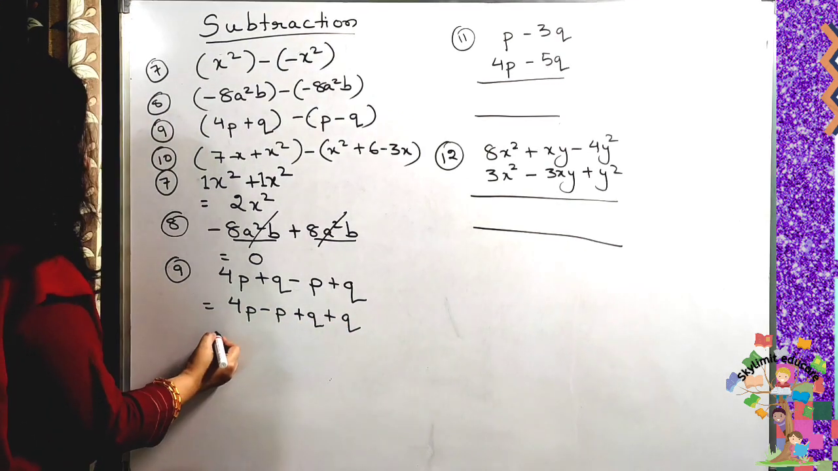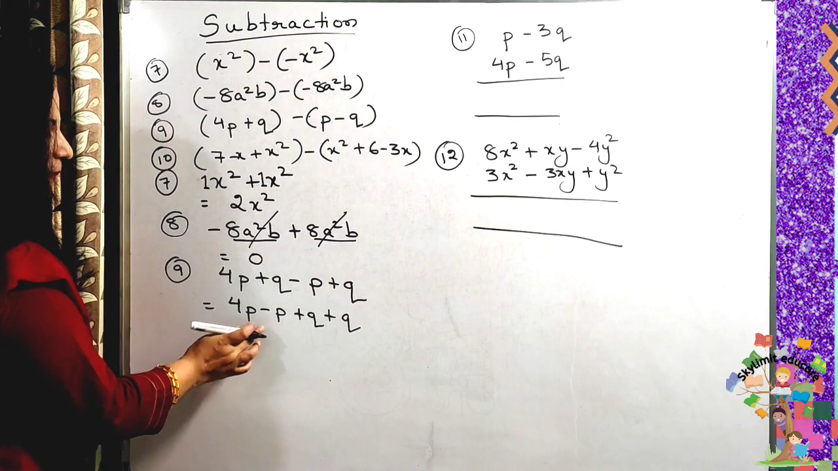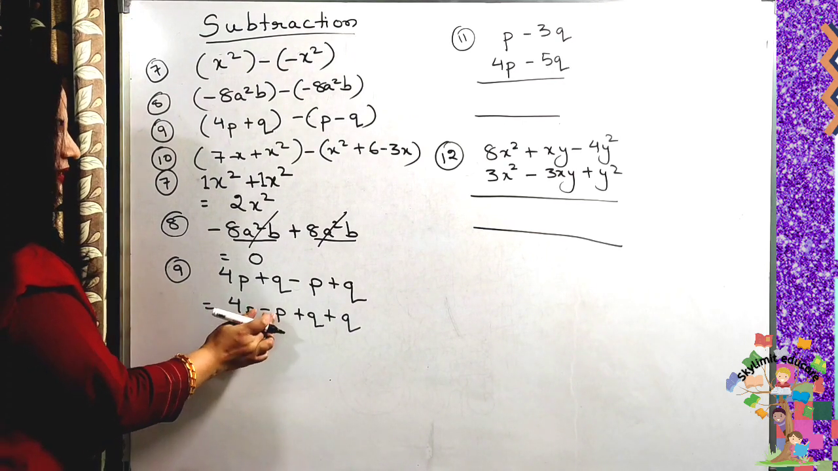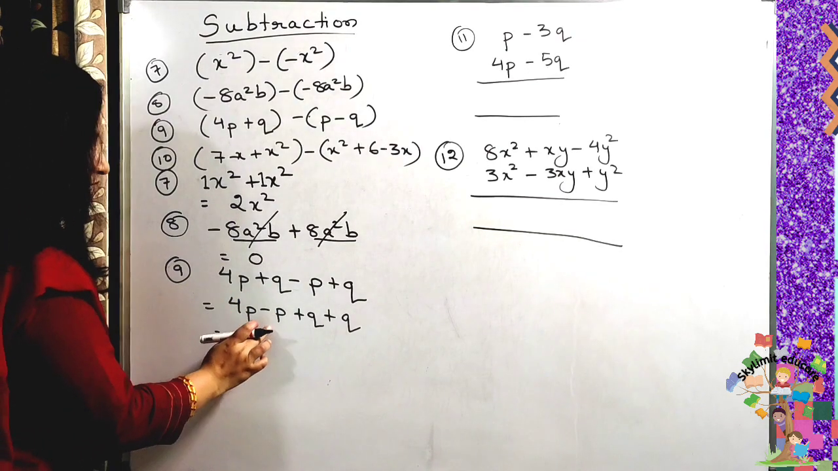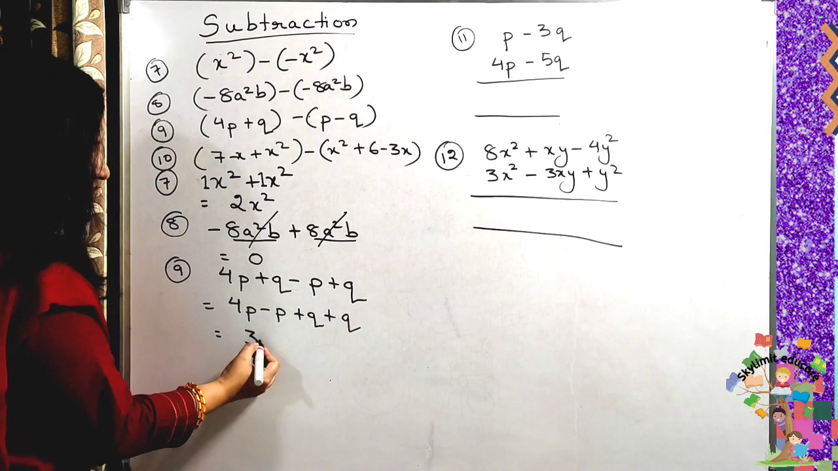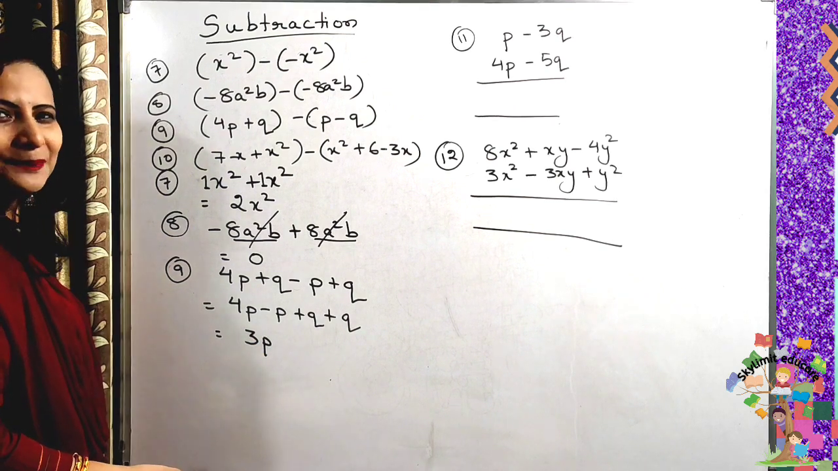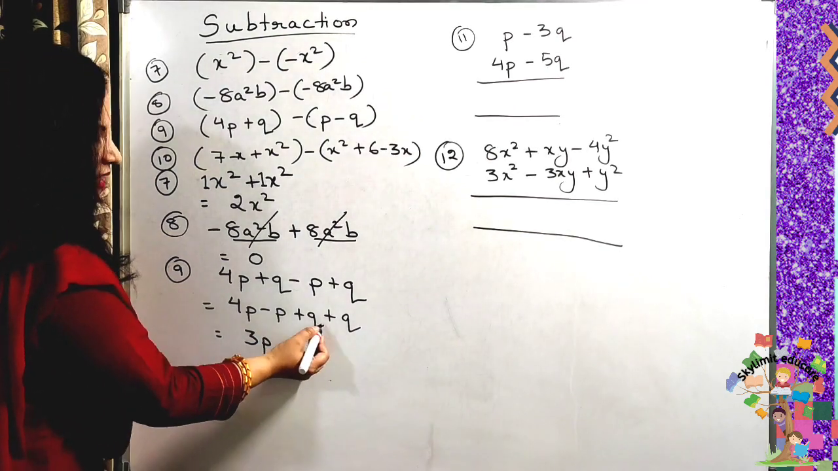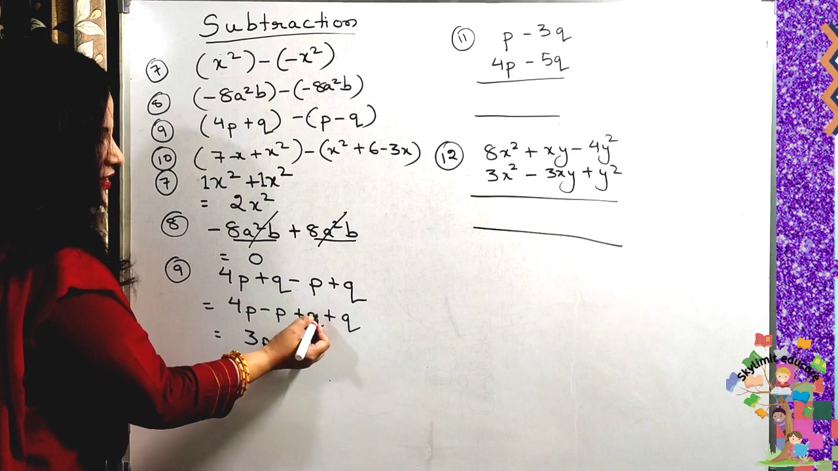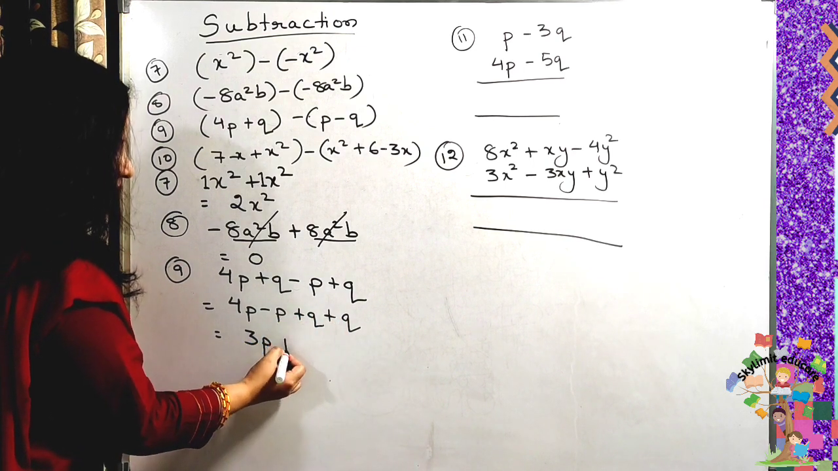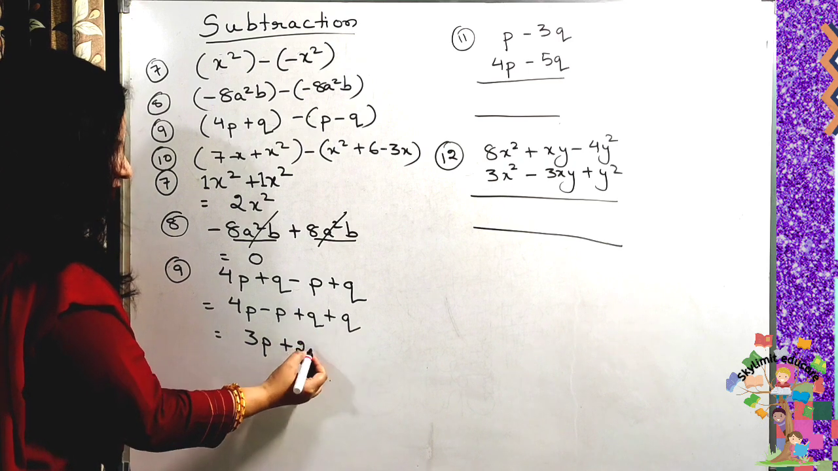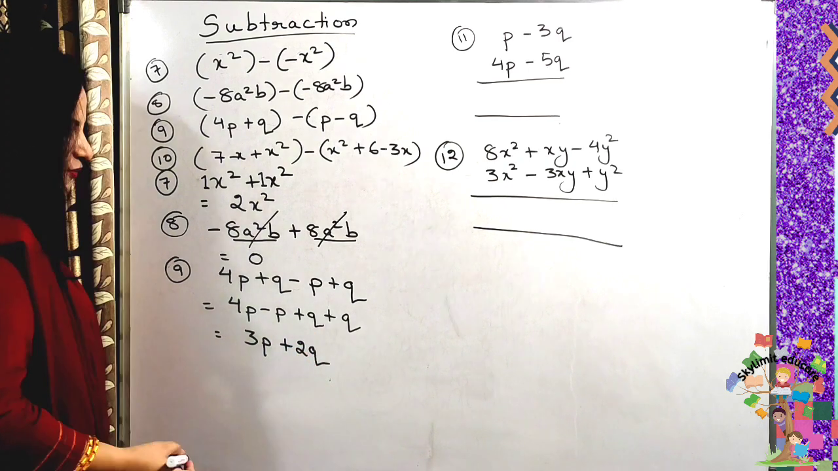Right? Now these two are like terms, p, p. So 4 minus, here nothing is there. So what is there? 1. Yes or no? So 4 minus 1 will give me how much? 3. And what is the literal coefficient? 3p. q, q both are same, like terms. What is the number part here? 1. What is the number part here? 1. So 1 plus 1 is 2 only. Both are plus plus. So plus 2q.